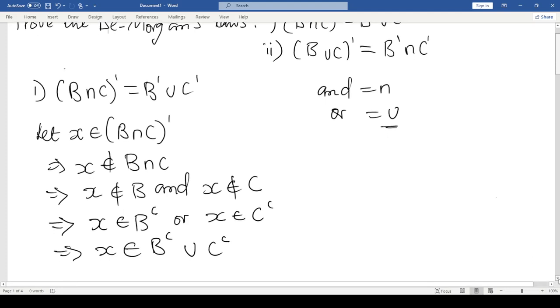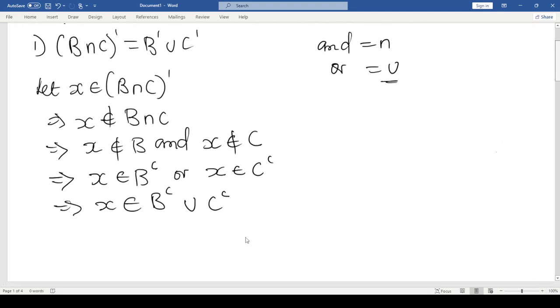Let me just scroll down a bit. Okay, so now if X is a member of these two here, this simply tells us that (B ∩ C)' is a subset of B' ∪ C'. So we're going to name this one there. Conversely, we need to prove that the right hand side is also a subset of the left hand side there.